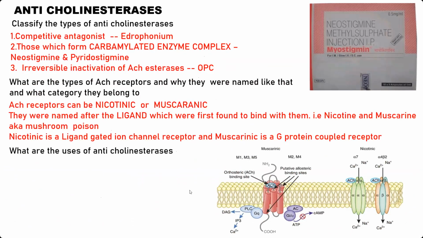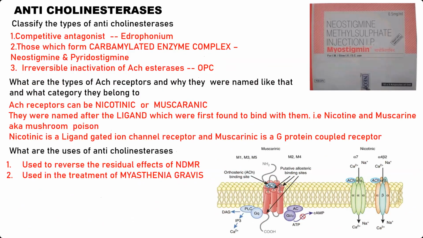What are the uses of anticholinesterases? Reversal of neuromuscular blockade, which you commonly use. Very good. Then to differentiate between myasthenic crisis and cholinergic crisis. Treatment of myasthenia gravis, very, very important. Okay, so these are two important things that you have to remember. Then commonly used antiemetics which we are using, that also will be kept.